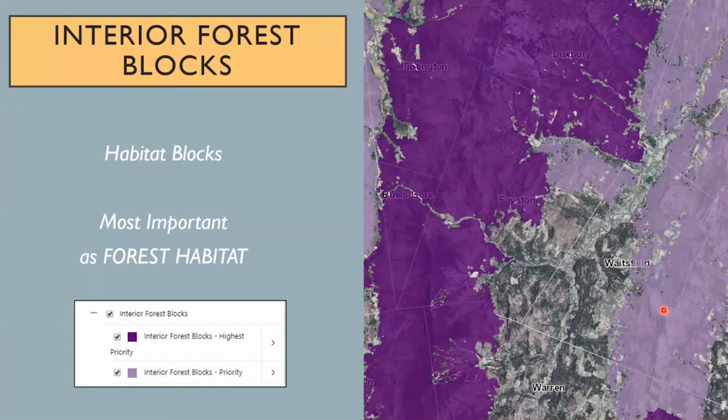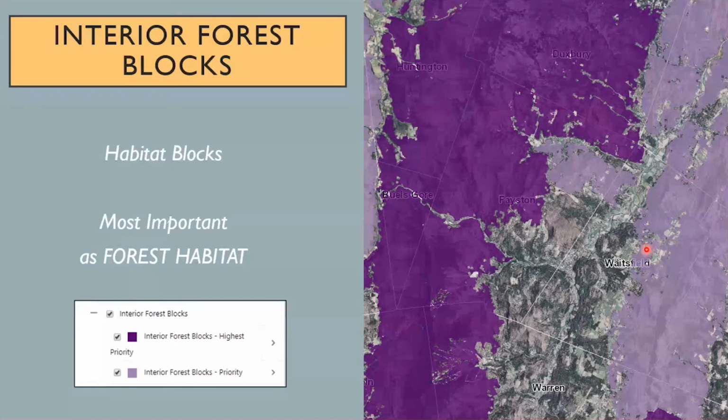We don't have enough information to know that one interior forest block is better than another with respect to the priority ones. So we just have labeled them all priority. Whereas these largest blocks, we know beyond a shadow of a doubt that they are instrumentally important as interior forest for those interior forest conditions. So I'll come back to that prioritization in a second, but this is just one component.